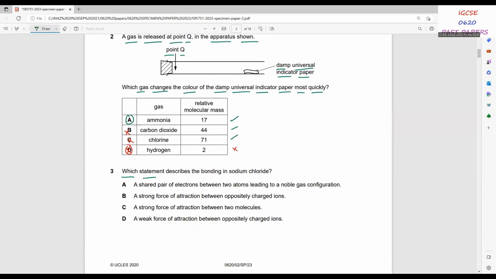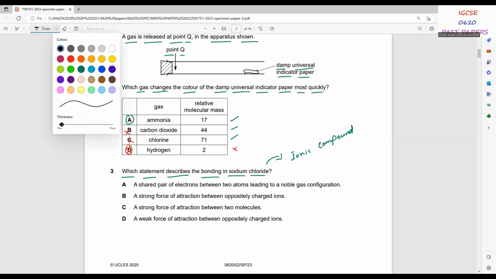3. Which statement describes the bonding in sodium chloride? Sodium chloride is an ionic compound. So let's see all the choices.